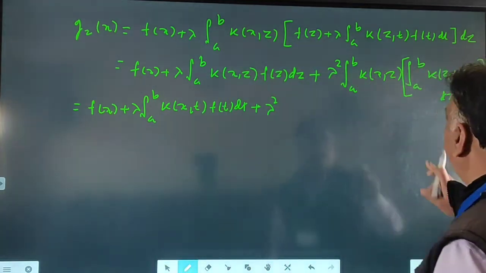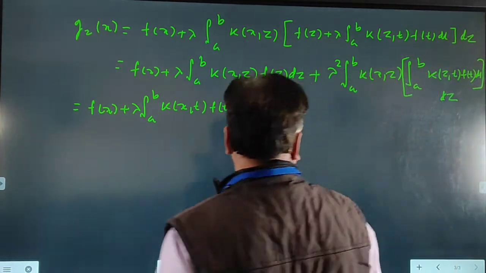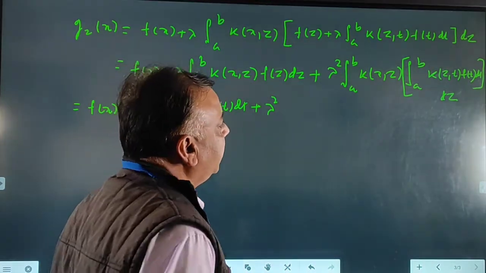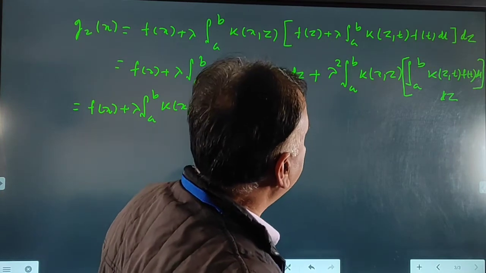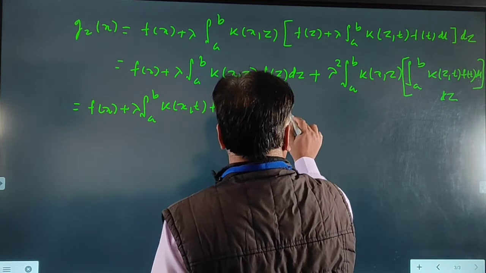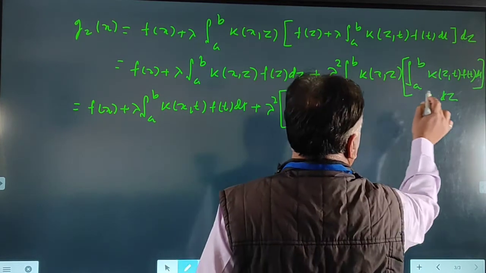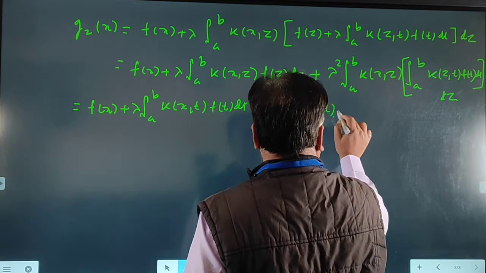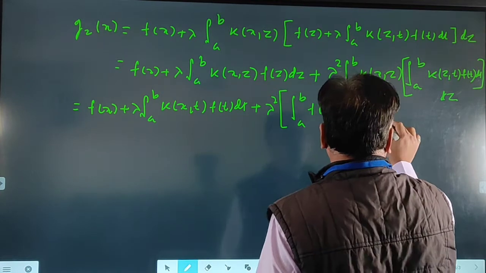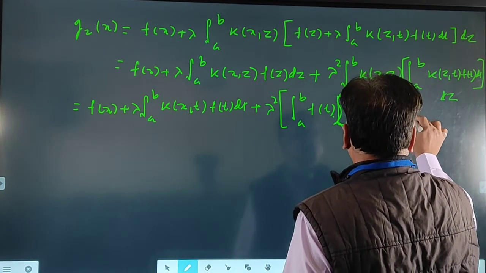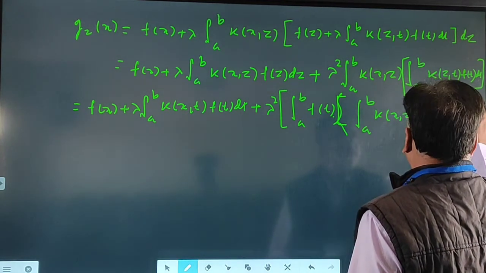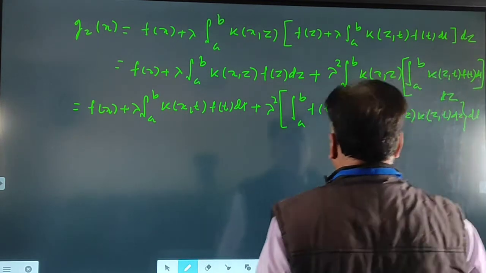lambda square. Here we see that in this equation first we integrate with respect to t and then with respect to z. If we change the order of integration, now if we integrate first with respect to z and then t, then we get it as lambda square integral a to b f(t) integral a to b K(x,z) K(z,t) dz, and then we integrate with respect to t.